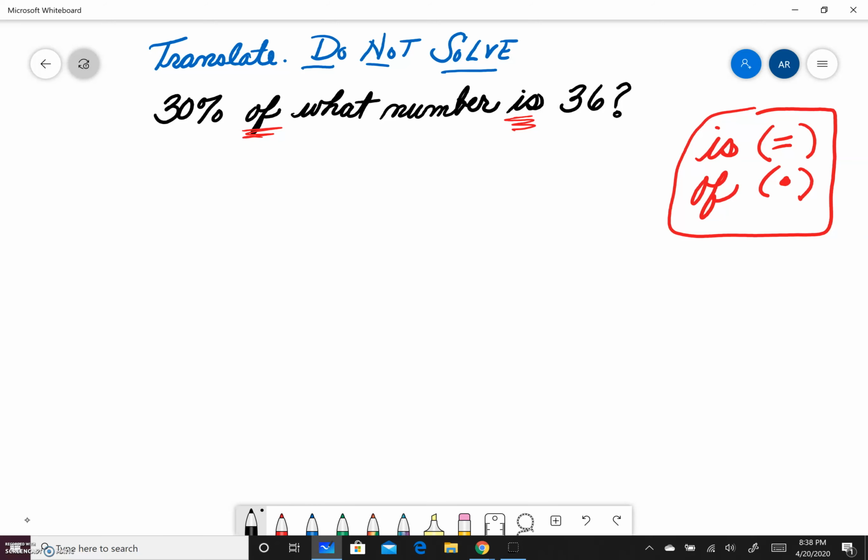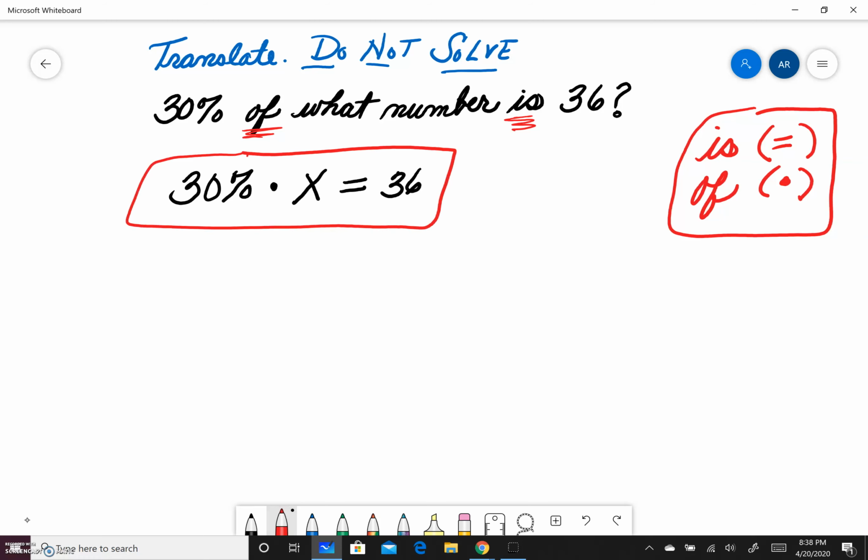So let's go ahead and write this out. So 30% of, which means multiplication, what number, we don't know. So I'm just going to use the letter X for what number is, which is equals 36. There you go. We just translated it. So that's how you would enter it into the system.